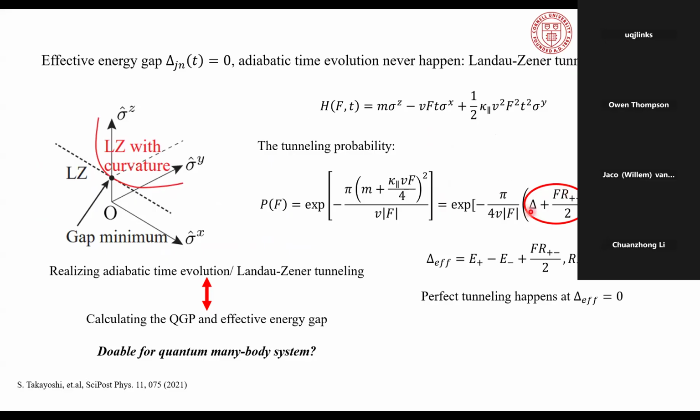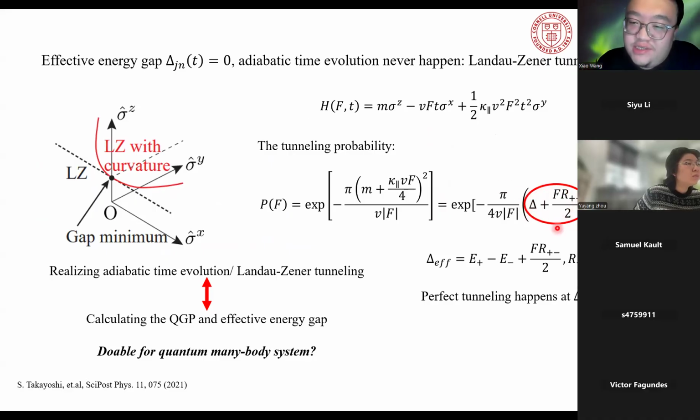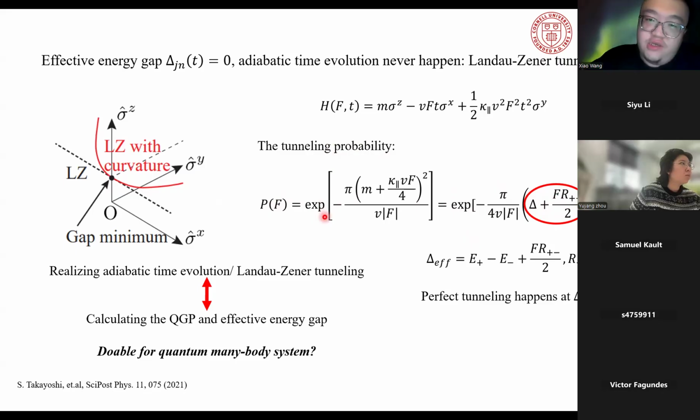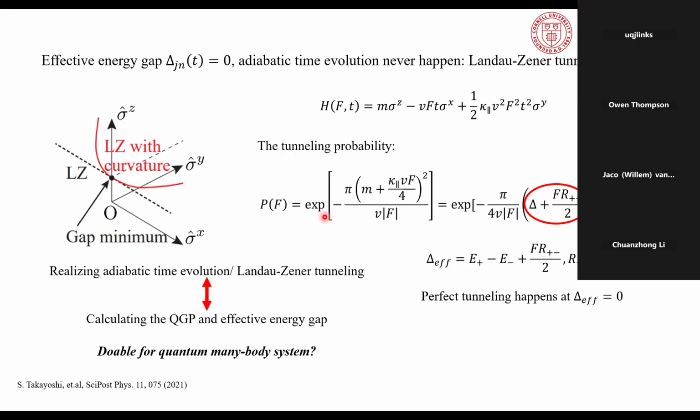So you can see that there is a factor inside this exponential, delta plus minus f r over 2. If this becomes 0, then the exponential becomes 1, which means that the tunneling probability equals 1. So there must be some tunneling happening during the time evolution process. This is what we call perfect tunneling.